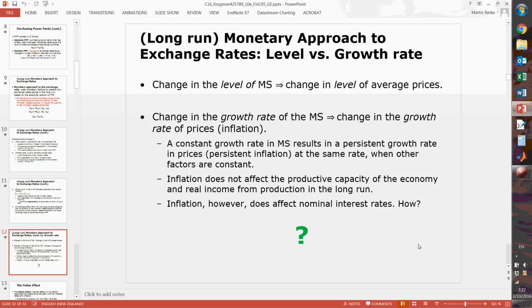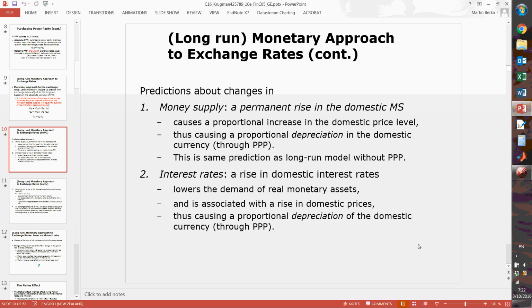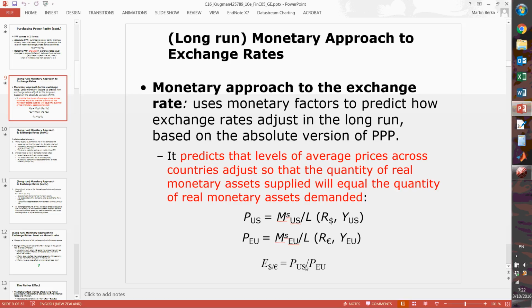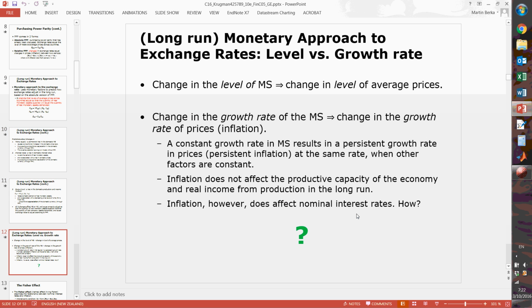I could talk about exactly the same thing in differences or in percentage changes, basically. So the same equation that I started with can be expressed in percentage changes, which is the relative PPP. So inflation rate is equal to the percentage growth in money supply minus the percentage growth in the real money demand, which could be coming from interest rates or output growth. So we could express this in relative terms and get exactly the same kind of prediction.